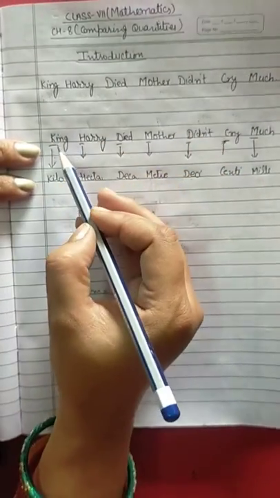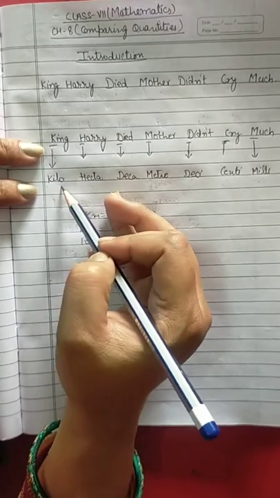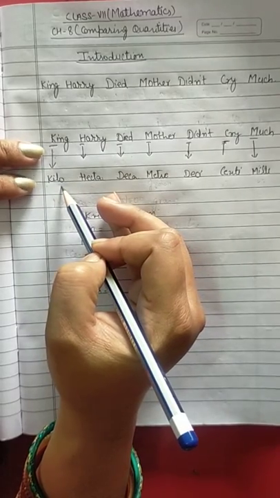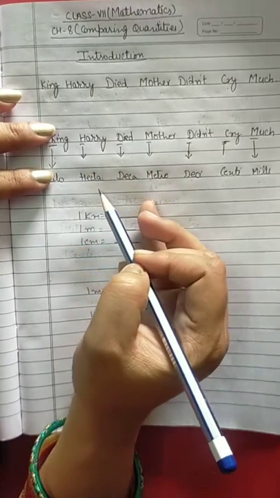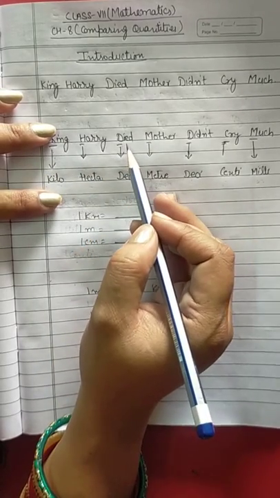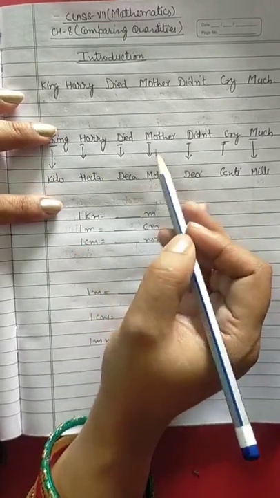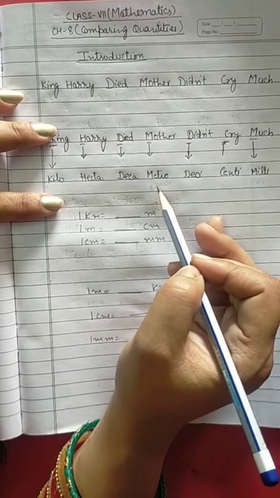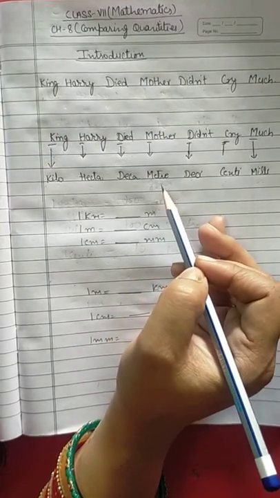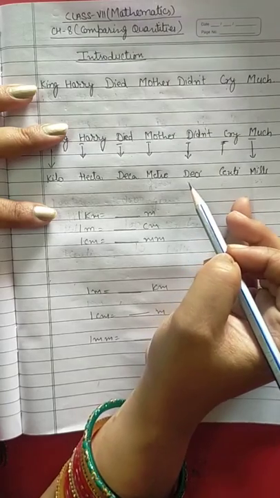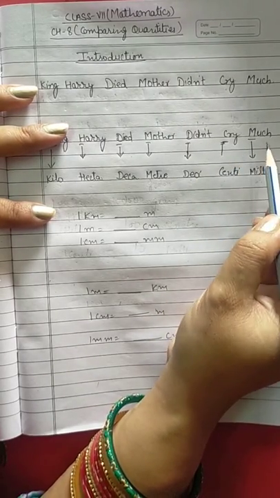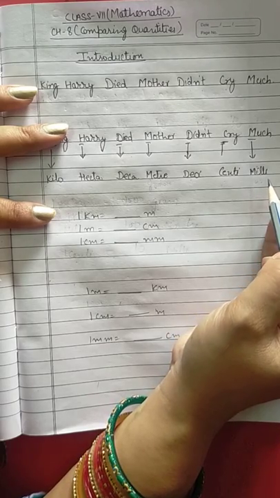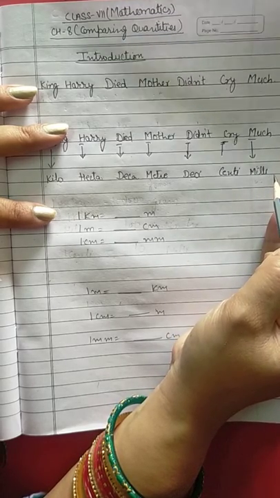For example, King will be considered as kilo. It can be kilogram, kiloliter. Harry's H will be considered as hecto. Then died, D will be considered as deca. Then mother's M will be considered as meter. It can be meter, it can be gram. Then didn't, D will be considered as deci. And cry, C will be considered as centi. And much, M will be considered as milli. It can be millimeter, milliliter, milligram.